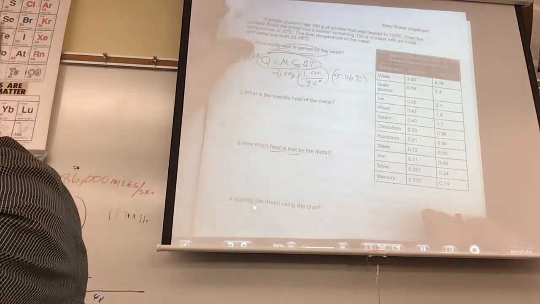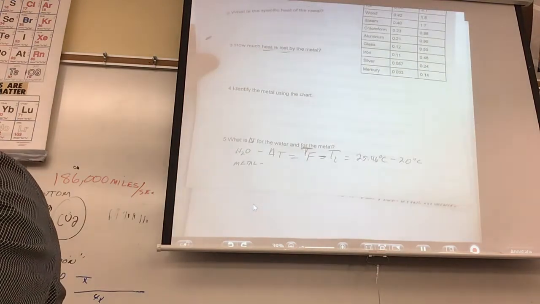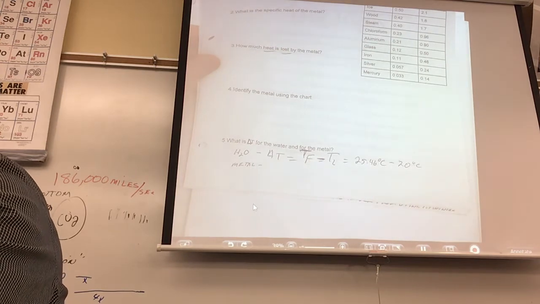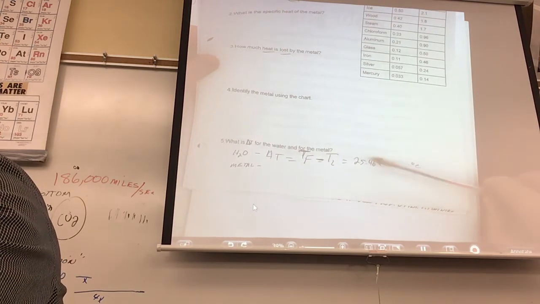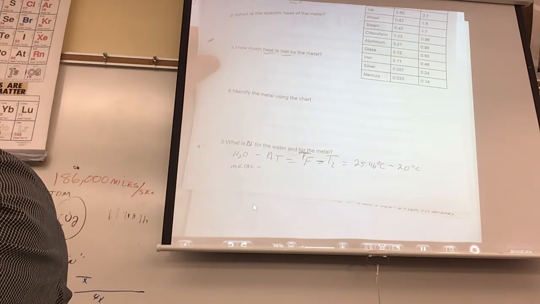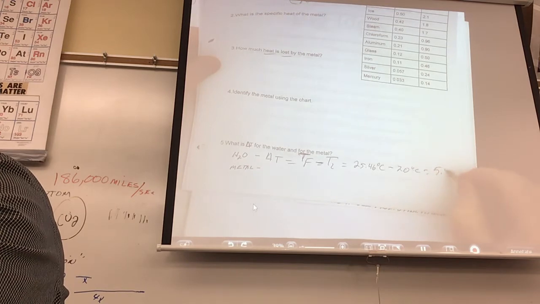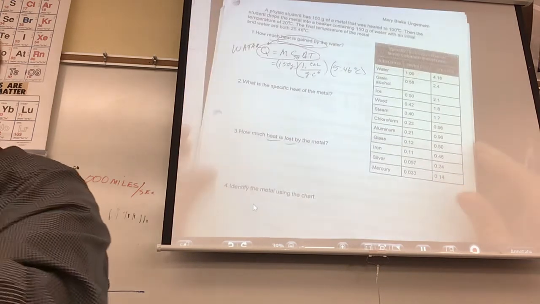All right, here we go. What's delta T for the water? How do you find delta T for anything? How do you find delta anything? Isn't it the second value minus the first value? So the water ended up at 25.46. It started at 20. So what is delta T for the water? All right, here we go. Now we're ready. So now we have everything we need.